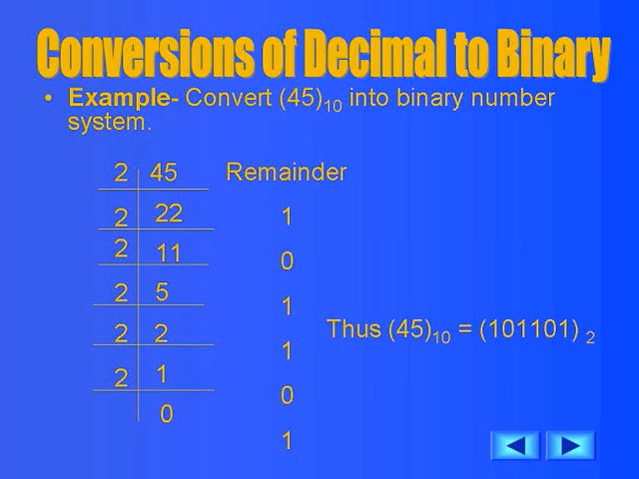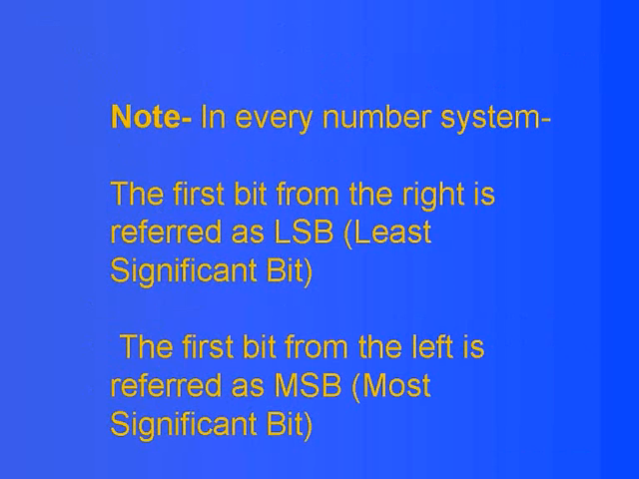Divide 5 by 2, we get 2 as the quotient and 1 as the remainder. Divide 2 by 2, we get 1 as the quotient and 0 as the remainder. Divide 1 by 2, we get 0 as the quotient and 1 as the remainder. Writing the remainders in reverse order, we get 101101. In the number system, the first bit from the right is referred to as the least significant bit.